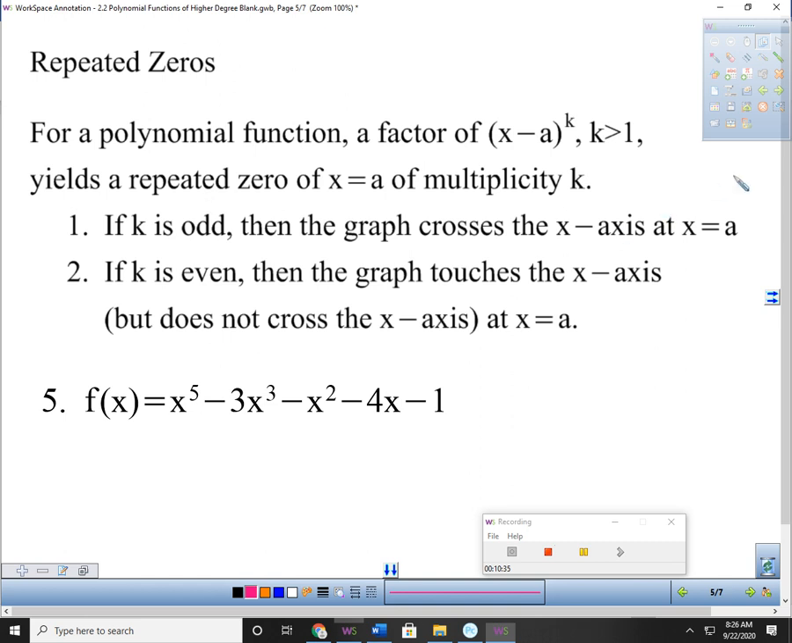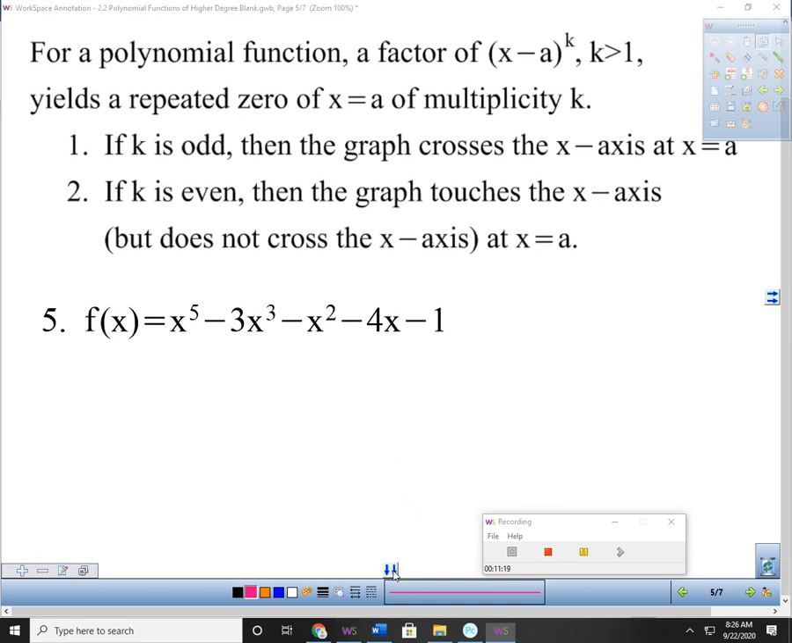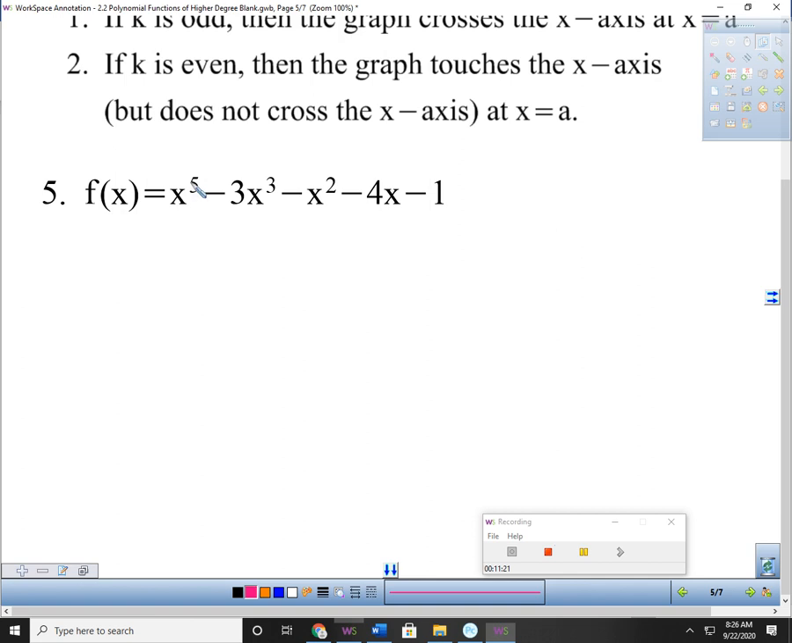Okay, so for number 5, we don't have a way to factor when we have a power of 5. So we know that we should end up with 5 zeros total. So they could be all real, they could be imaginary, they could be a mixture of both. The problem is that we can't factor this as it is. So we kind of have to narrow it down. So that's where we're going to work on this right here. Okay.